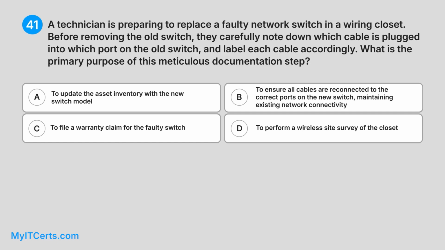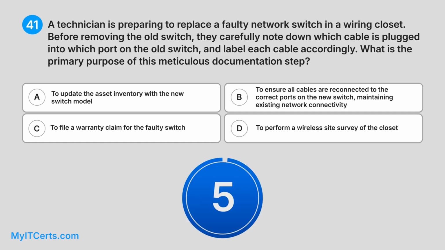A. To update the asset inventory with the new switch model. B. To ensure all cables are reconnected to the correct ports on the new switch, maintaining existing network connectivity. C. To file a warranty claim for the faulty switch. D. To perform a wireless site survey of the closet. Can you guess the answer?